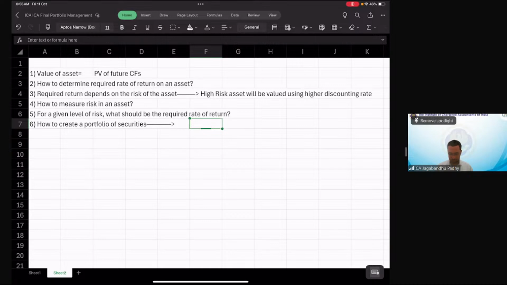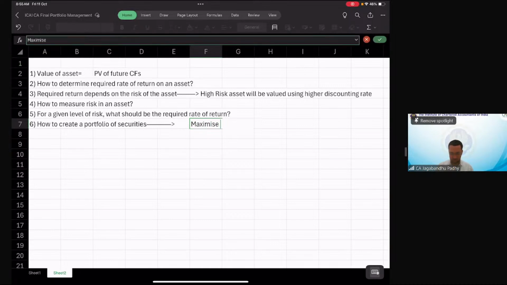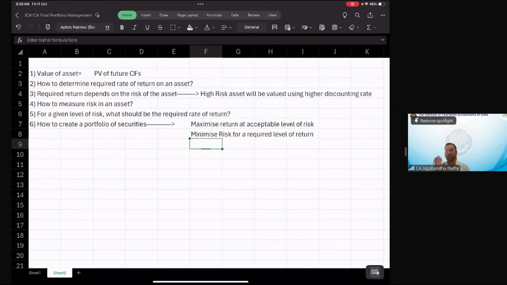One is maximize return at an acceptable level of risk, and the other is minimize risk for a required level of return. So you'll have to fix either of it.